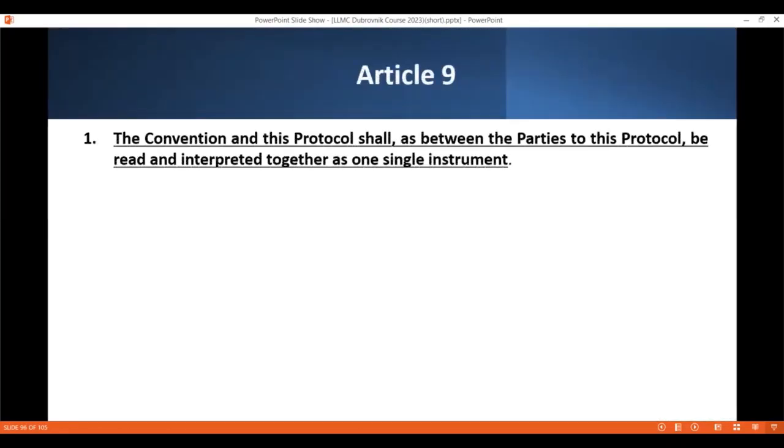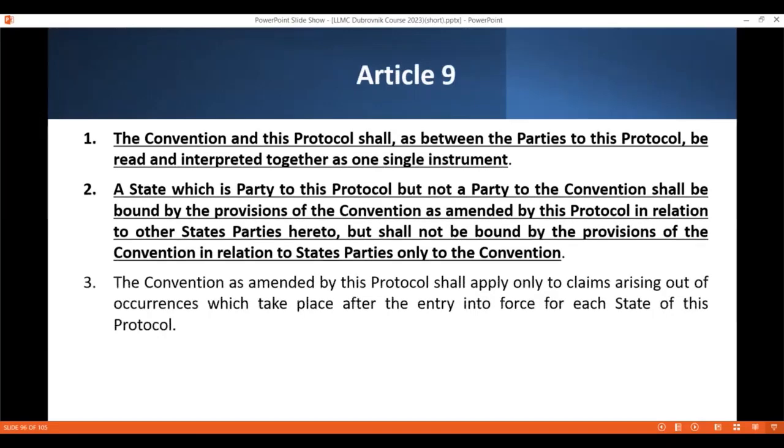This is what we're talking about: the relationship. There are two different treaties, and it says a state party, which is a party to the protocol but not a party to the convention, shall be bound by the provisions of the convention as amended by this protocol in relation to other state parties thereto, but shall not be bound by the provisions of the convention in relation to state parties only to the convention.